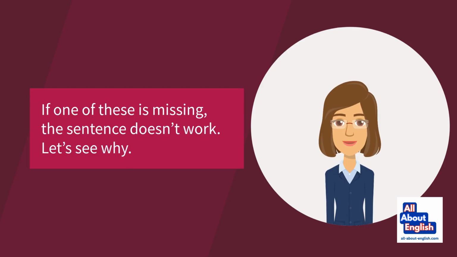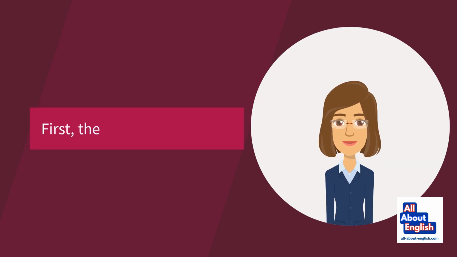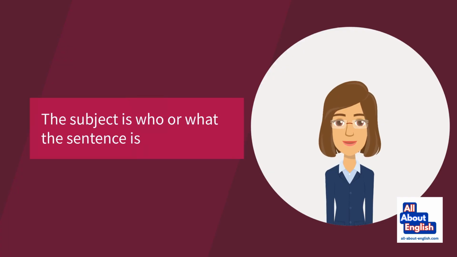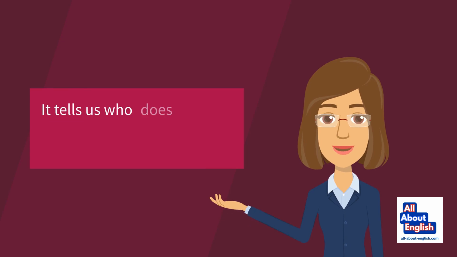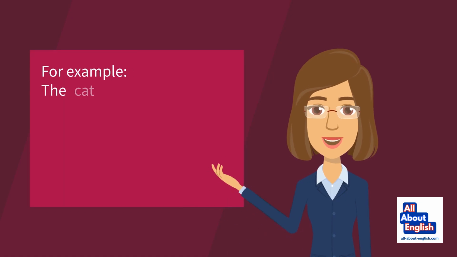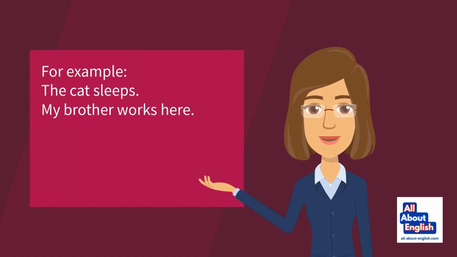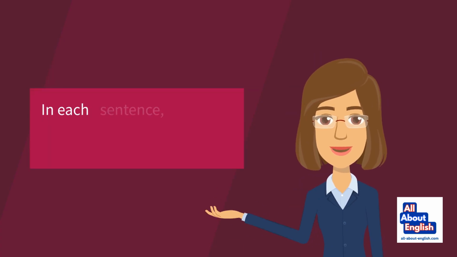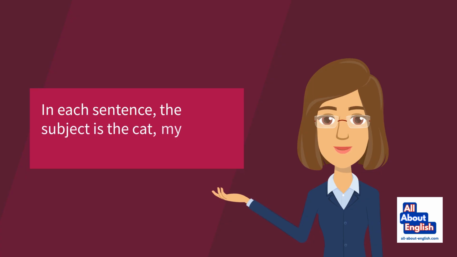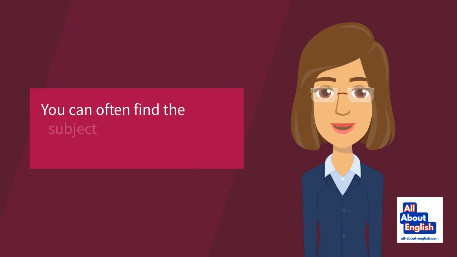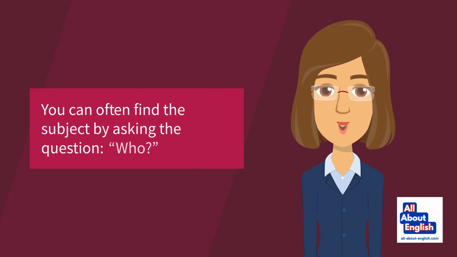Let's see why. First, the subject. The subject is who or what the sentence is about. It tells us who does the action or who is in the situation. For example, the cat sleeps. My brother works here. This book is interesting. In each sentence, the subject is the cat, my brother, and this book. You can often find the subject by asking the question, who or what?